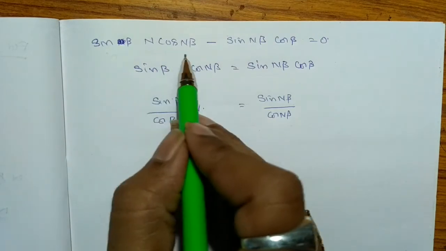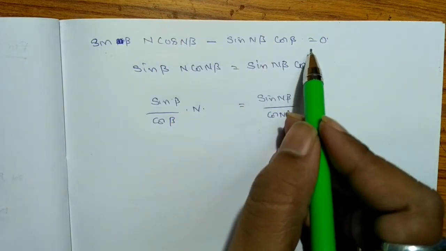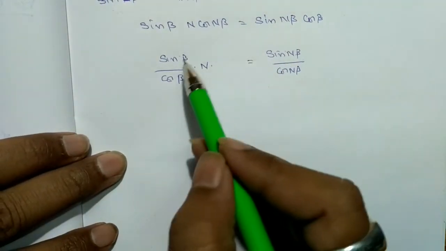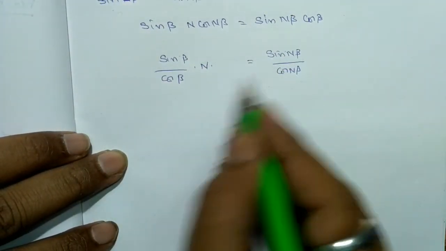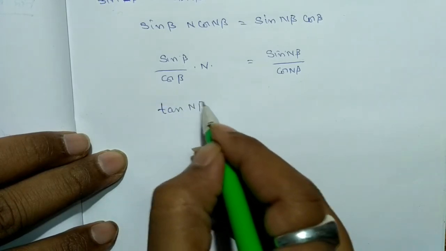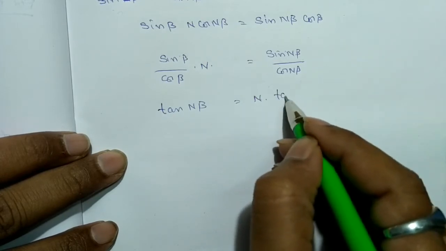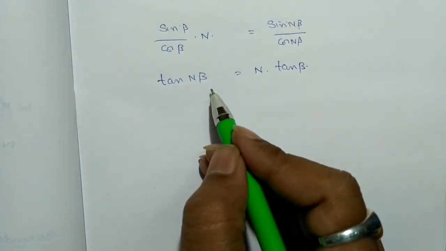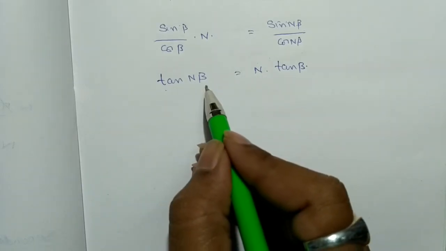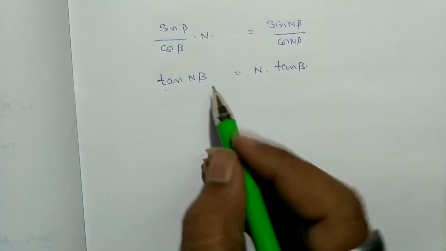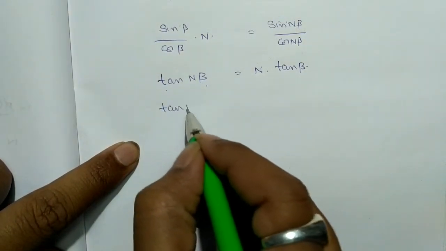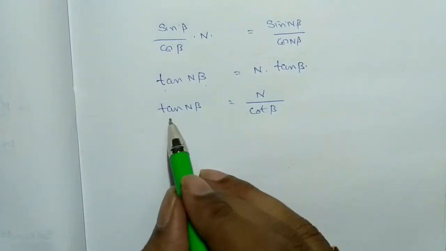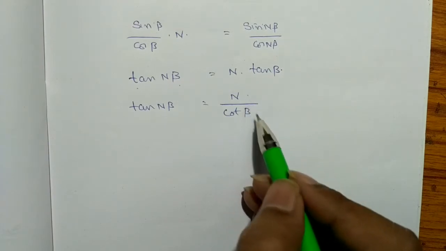Now taking the equation sin beta into n cos n beta minus sin n beta into cos beta equal to 0, the equation becomes like this. Then I divided sine by cos, sine by cos wise. Then the equation is tan n beta is equal to n into tan beta. This is the resultant of secondary maxima, but this is in terms of tan n beta. We have to find it in sin n beta. So this can be written as tan n beta is equal to n by cot beta.